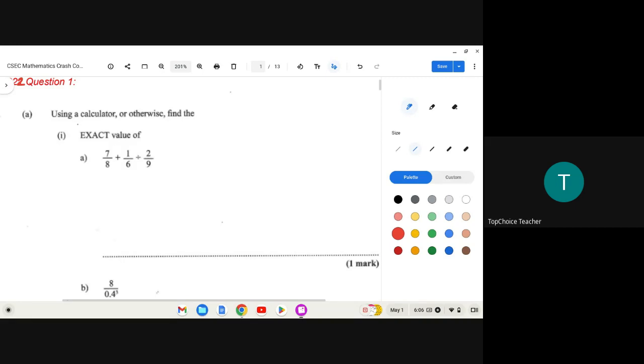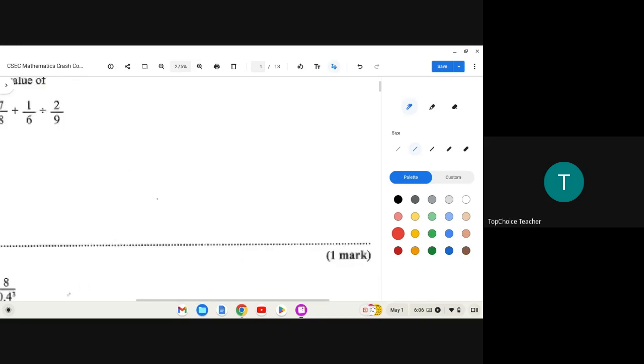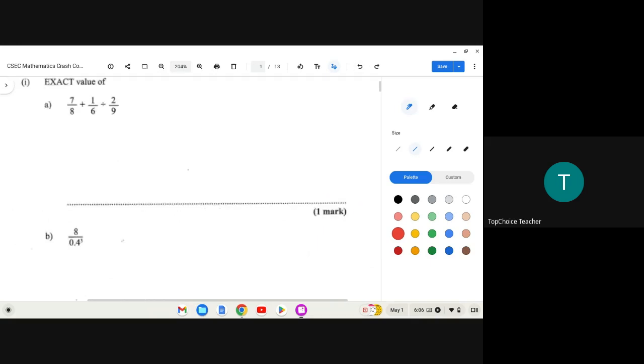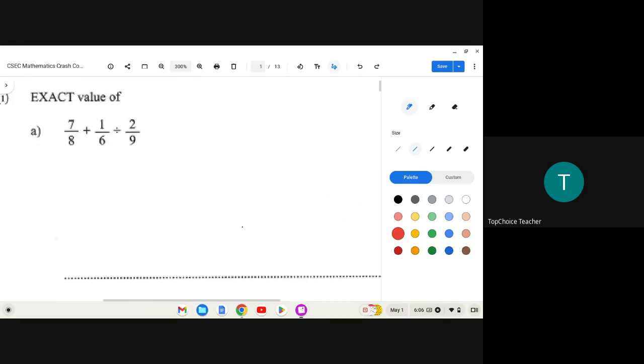Right? So using a calculator or otherwise, find the exact value of. Personally, I would use my calculator, because if you look at the amount of marks being allocated here, it's 1 mark. I would not want to spend 10 minutes doing this type of mathematics. It does not make sense.